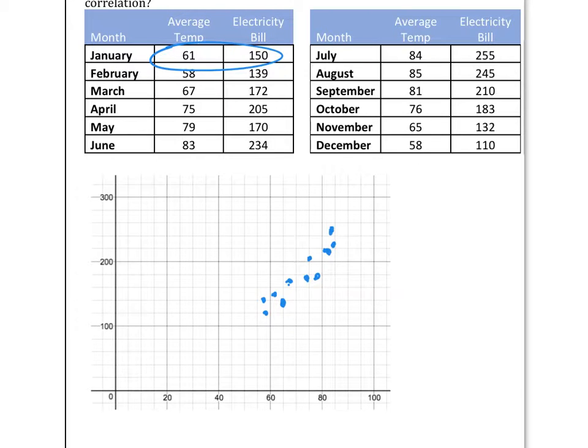As the temperature rises, what happens to the bill? It goes higher. Why does that happen? You use more AC because it's hotter, right? So the AC stays on longer, so then the electricity bill is higher. So there is a definite correlation.